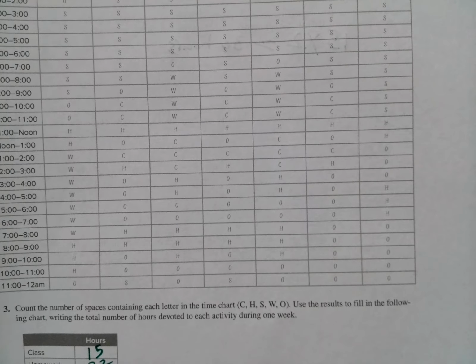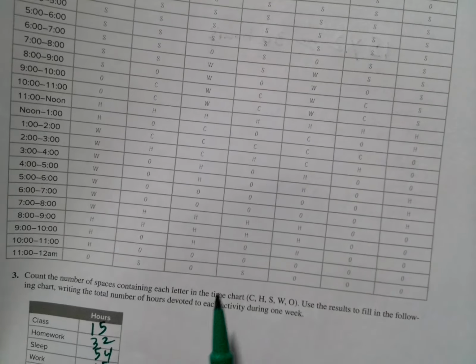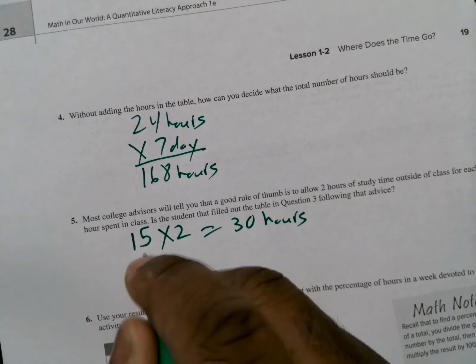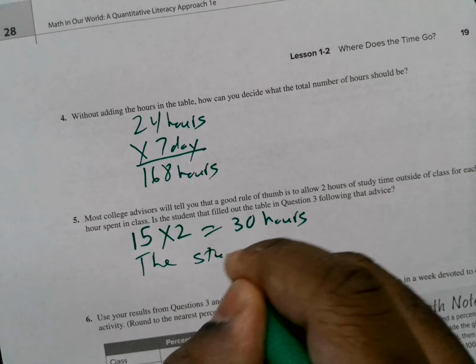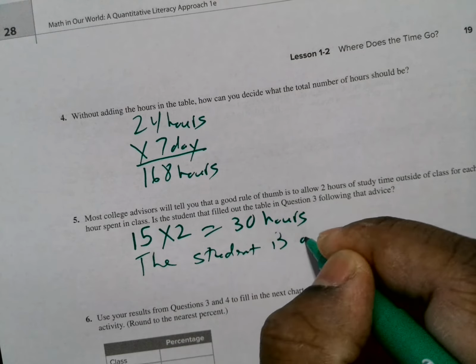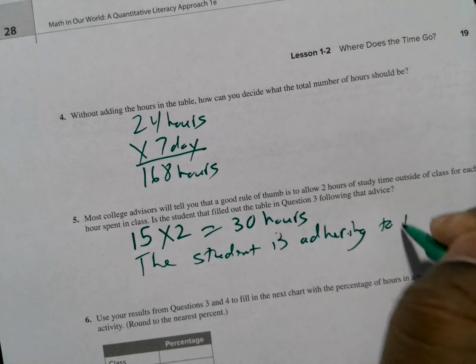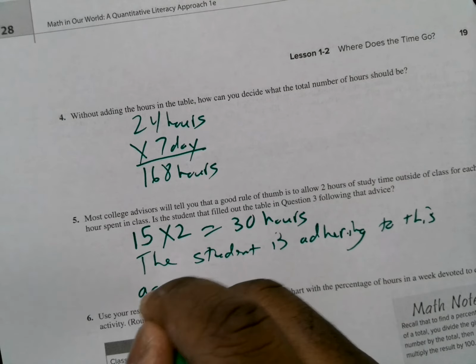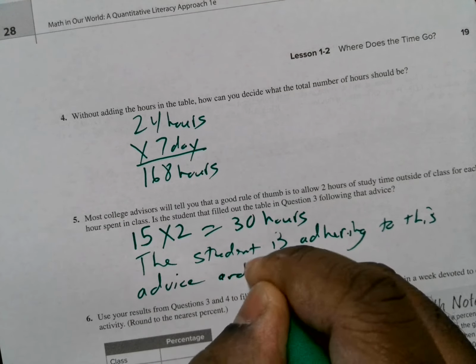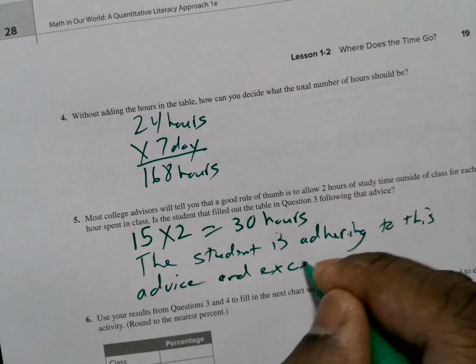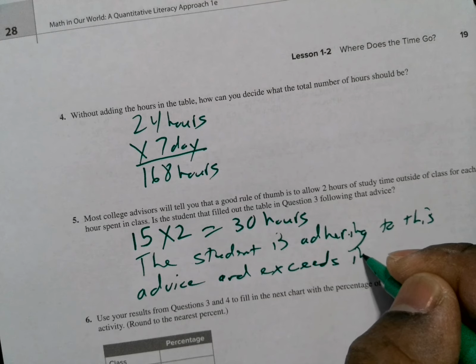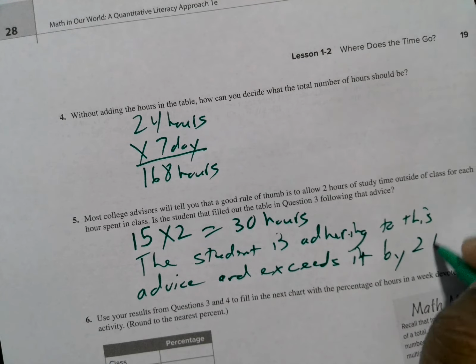Now, if we look back here, this student is spending 32 hours on homework, which is work outside of class. So we could say that the student is adhering to this advice and exceeds it by 2 hours.